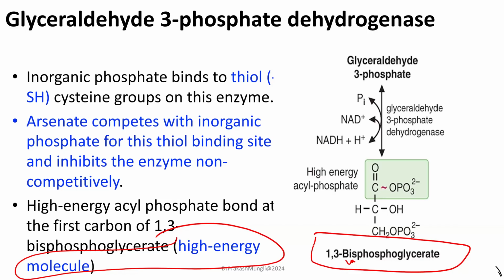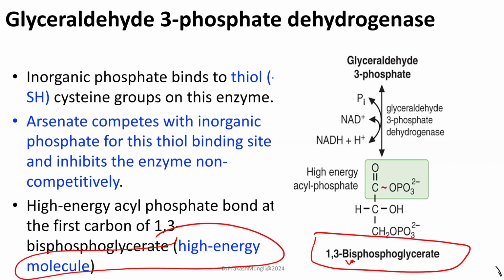So this glyceraldehyde 3-phosphate dehydrogenase enzyme has a thiol group, and arsenate is going to compete with the inorganic phosphate, that inorganic phosphate which is trying to bind to the thiol group to conduct the reaction. So whenever there is arsenate in place of inorganic phosphate, arsenate will go and bind, and thereby not allow this enzyme to function properly.